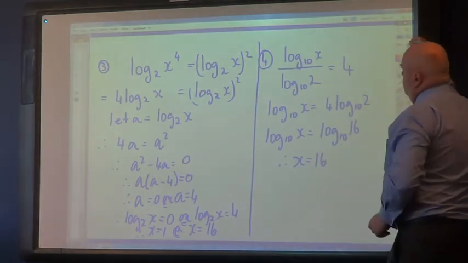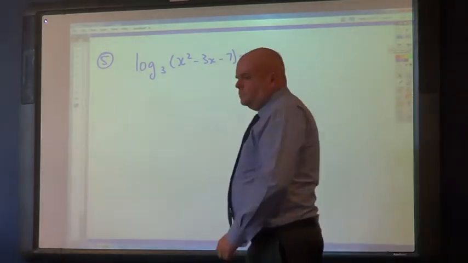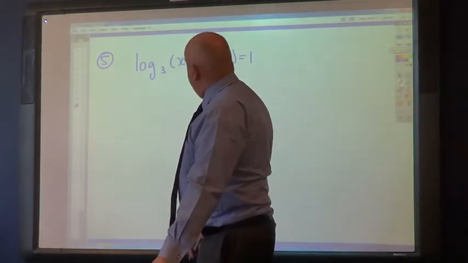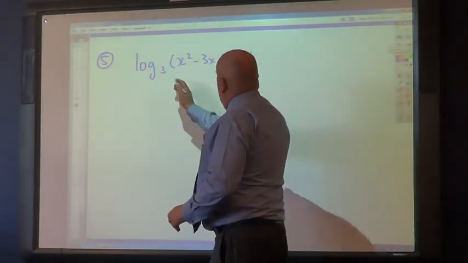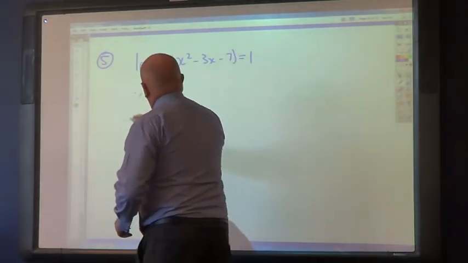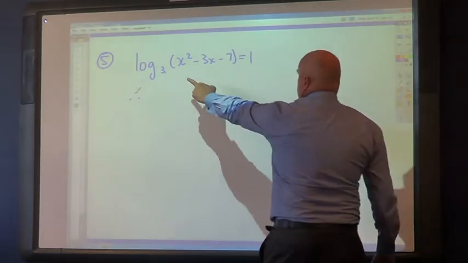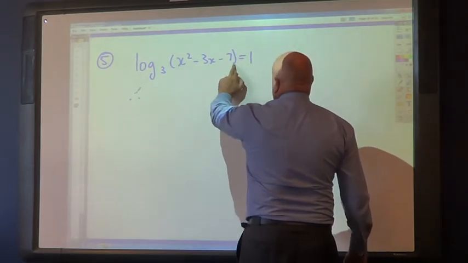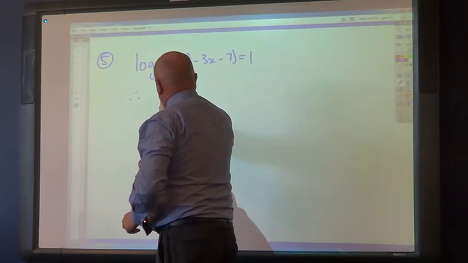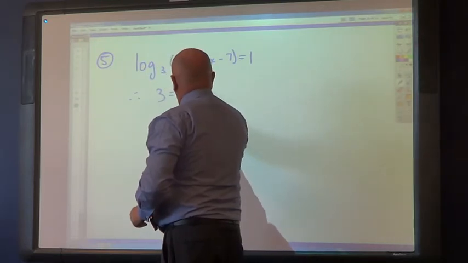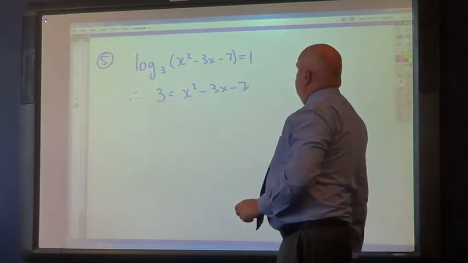Alright, last example I want to show you, and that will complete our work on logarithmic equations. Here you can probably imagine what's at stake. It's not as bad as it looks. I don't think anyone will say it's worse. So we can say 3 to the power of 1 is equal to what's in brackets. So 3 to the power of 1, of course, is just 3. So it's equal to x squared minus 3x minus 7.